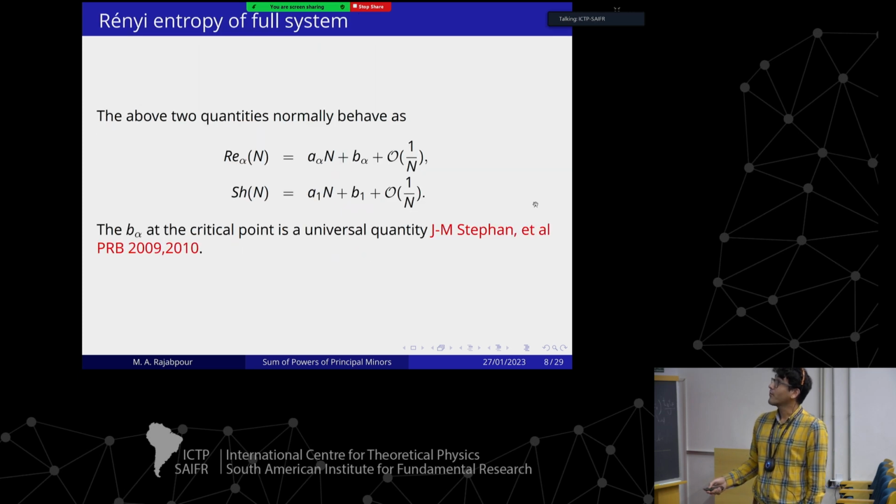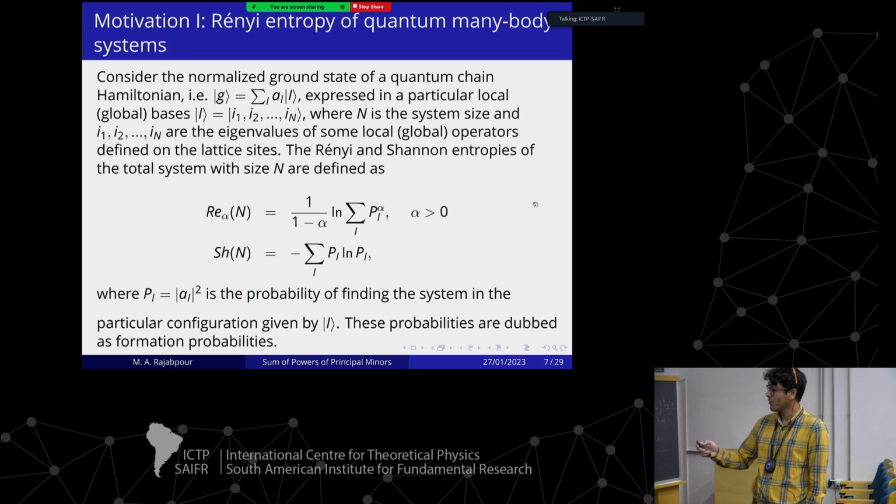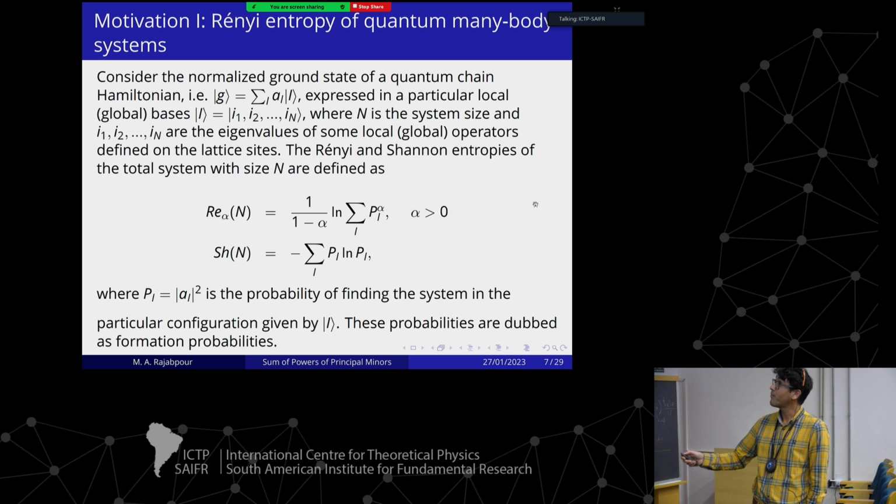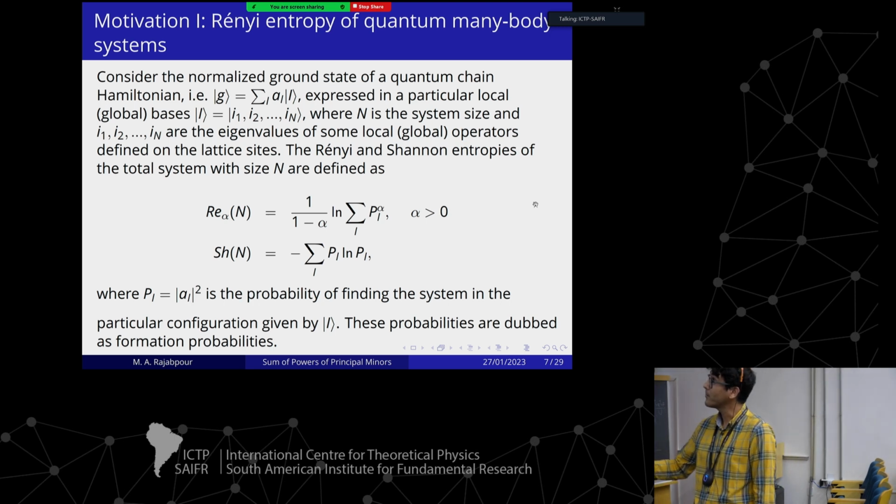So we have both: this is the Rényi and this is just the Shannon. So in my words, the von Neumann entropy is just the minimization of the Shannon entropy over all the bases.